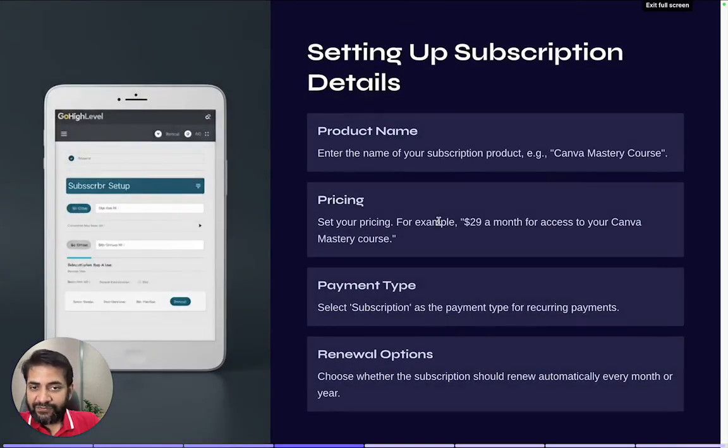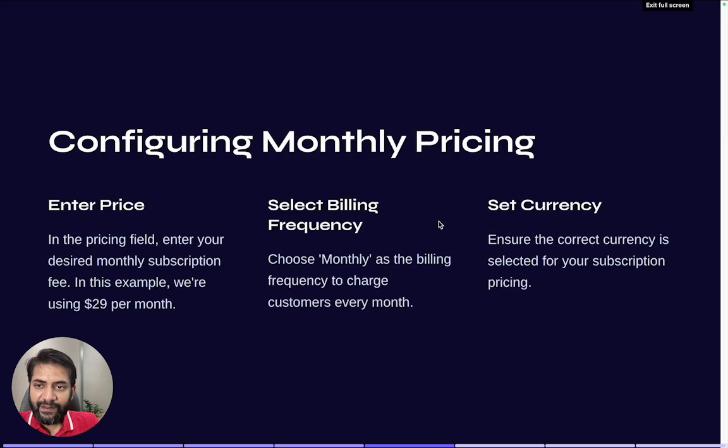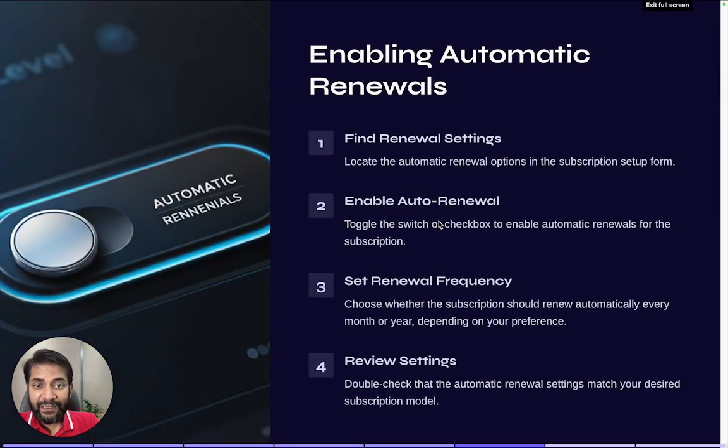Now, once you have given the product details, you set up the pricing. You set up the payment type, whether it's a subscription for recurring payments or a one-time payment. Then you can set up monthly, quarterly, yearly, or any custom pricing that you want. You enter the price, you select the billing frequency, and you set the currency. You enable auto renewal, set up renewal frequency, and review the settings.